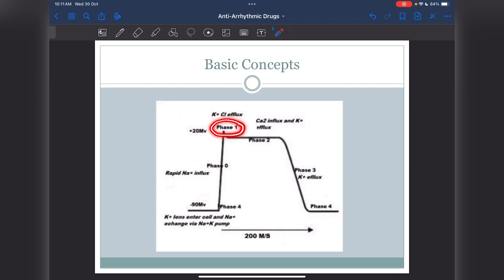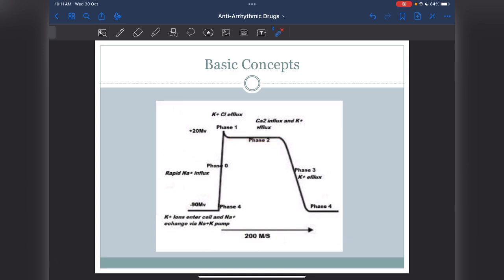Now phase 1 is due to chloride efflux. It is not so important to understand this. What you need to understand is how phase 0, phase 2, and phase 3 occur. Phase 0 occurs because of rapid sodium influx. Phase 2 is the plateau phase. It is known as the plateau phase because there are three types of currents working here. Firstly, as sodium was coming in, now the sodium has stopped, so the depolarization has stopped. Now calcium is coming in and potassium is going out. A positive charge is coming in and a positive charge is going out, so they are maintained at a plateau phase. That is what you need to understand.